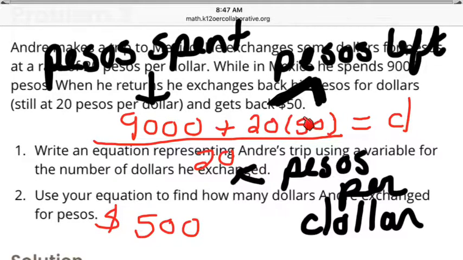20 times 50 is 1,000, so 9,000 plus 1,000 is 10,000. That means that when he first exchanged, he had 10,000 total pesos. And so if you want to know how many total dollars that would be, you divide that by 20, which is the pesos per dollar, and it gives you 500. He started out with $500.